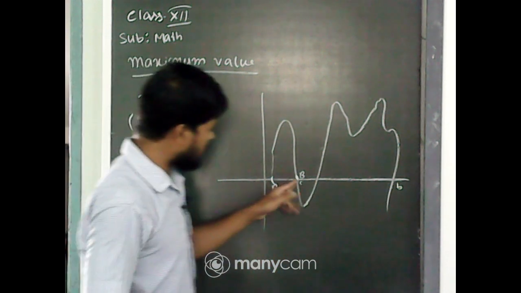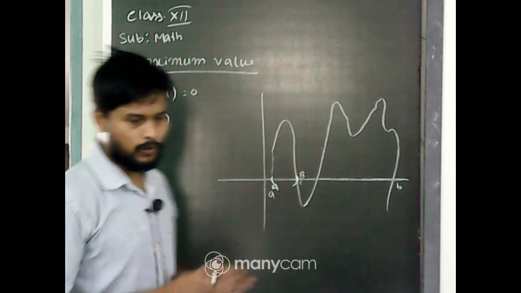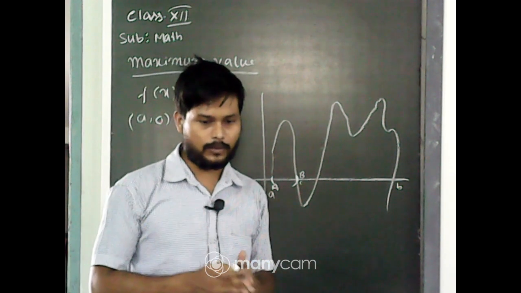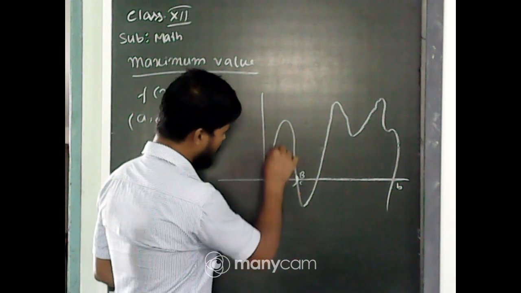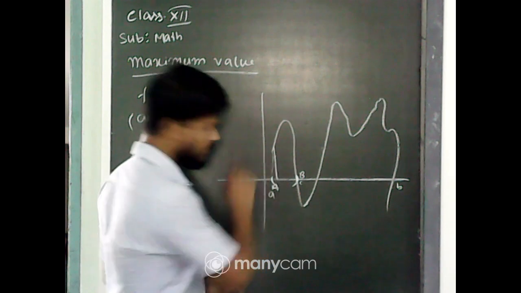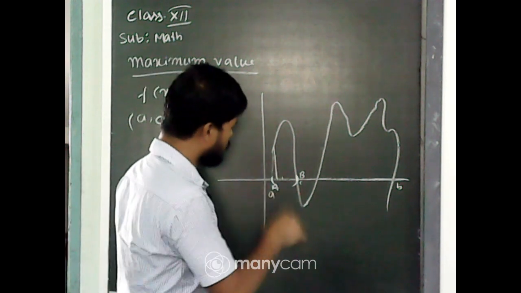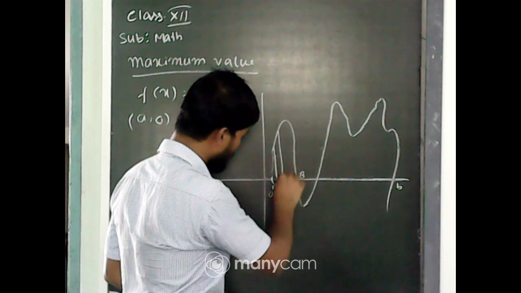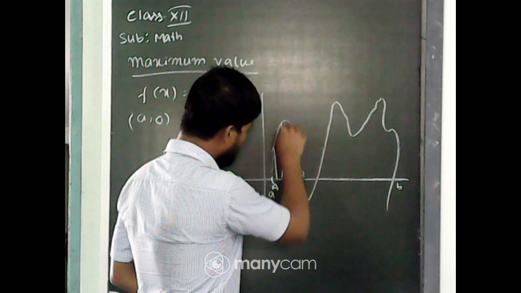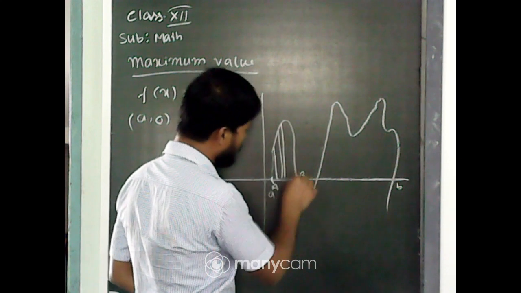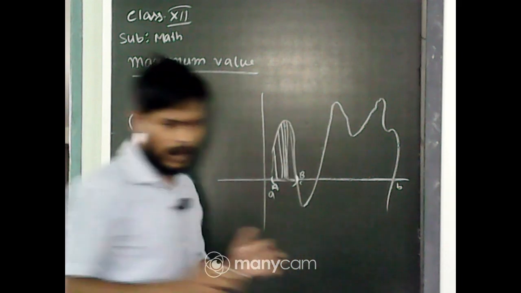So, look, in this domain at each and every point we can calculate the value of the function. Suppose if I consider any point x1, so at x equal to x1, what is the value of the function? f of x1. Similarly, at x equal to x2, what is the value of the function? f of x2. Similarly, at each and every point of these subintervals, we can calculate the value of the function.